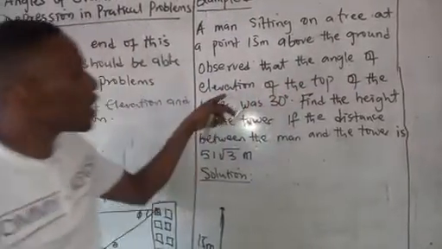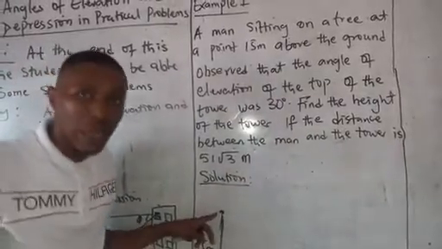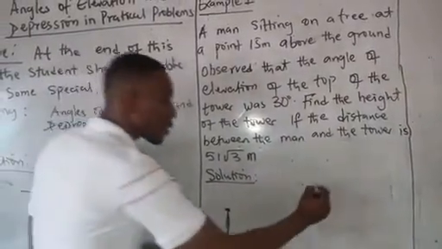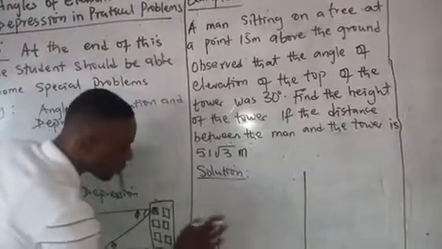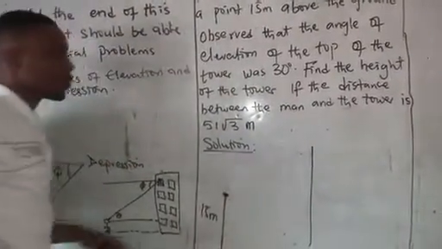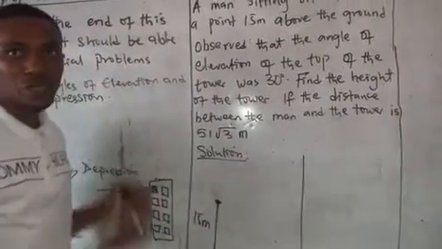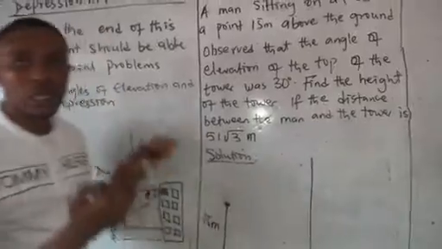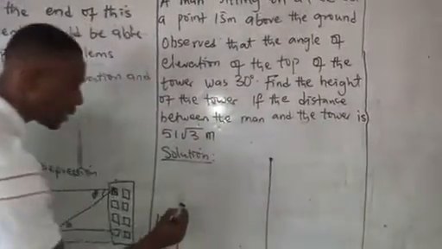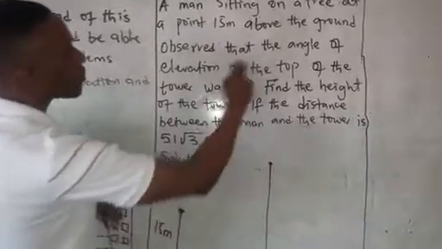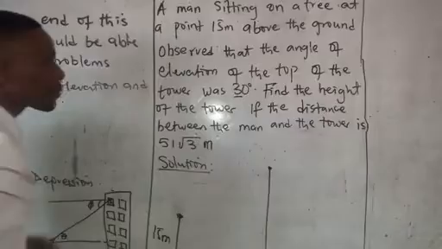Observe the angle of elevation of the top of the tower. So the man is actually not looking down. The man is looking at the tower somewhere. Let's reduce this so that it will be okay for us. This is a tower. A tower is always taller than a tree. A tower is also taller than a building. So this is the top of the tower. The man is here. Observe that the angle of elevation of the top of the tower is 30 degrees.